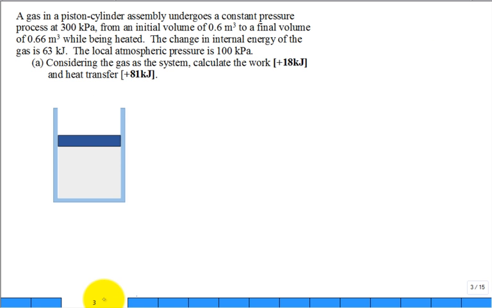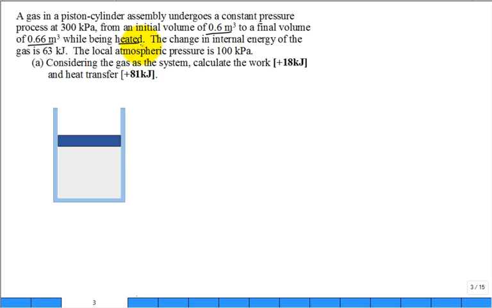Let's solve a problem. Gas in a piston cylinder assembly undergoes a constant pressure process, and the pressure is 300 kilopascals. From an initial volume, they give us the initial volume, 0.6 cubic meters, to a final volume, 0.66 cubic meters. What happened? Was it compressed or expanded? Was it expansion or compression? It's expansion, right. While it's being heated.